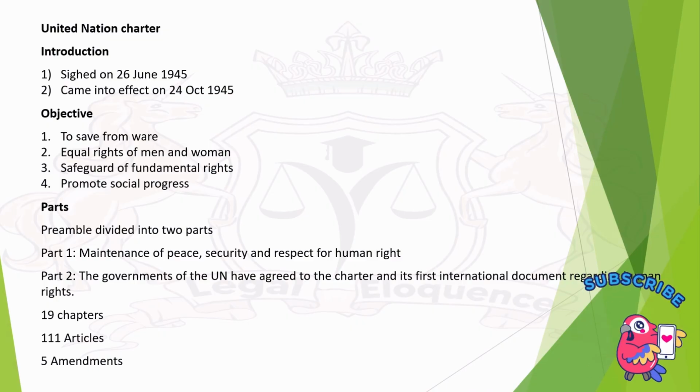It's divided into a few parts. The preamble is divided into two parts. Part 1: maintenance of peace, security and respect for human rights. Part 2: the governments of the UN have agreed to the Charter and its first international documents regarding human rights. There are 19 chapters, 111 articles and 5 amendments.